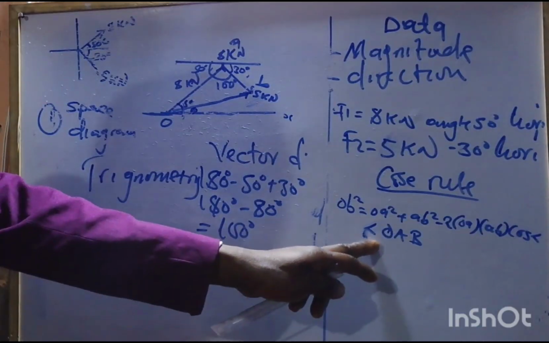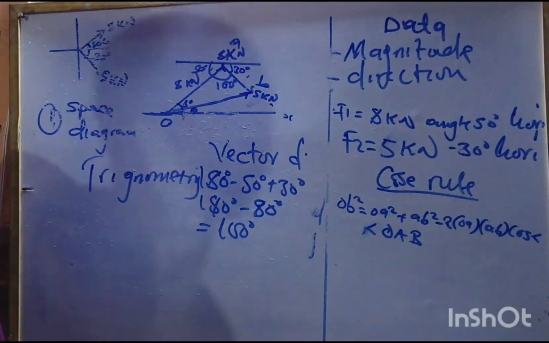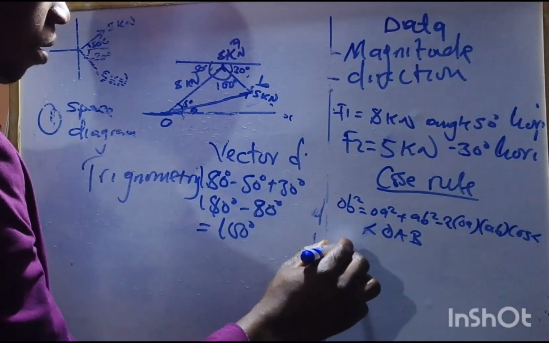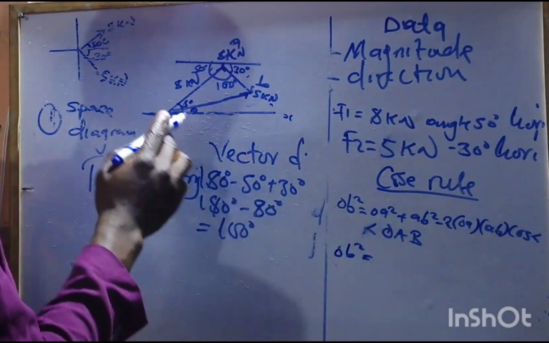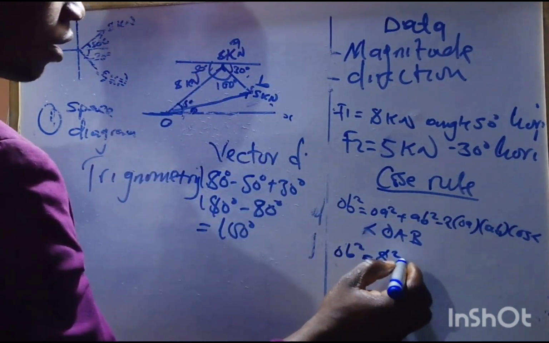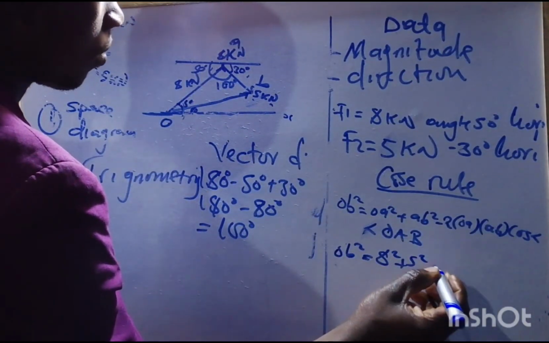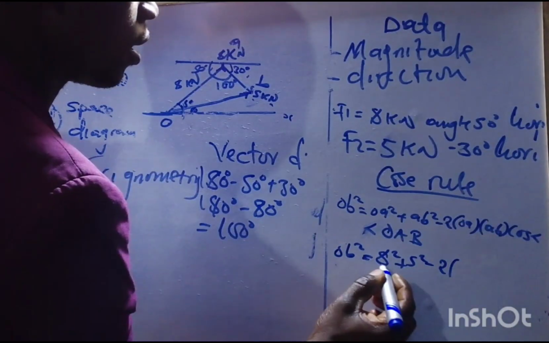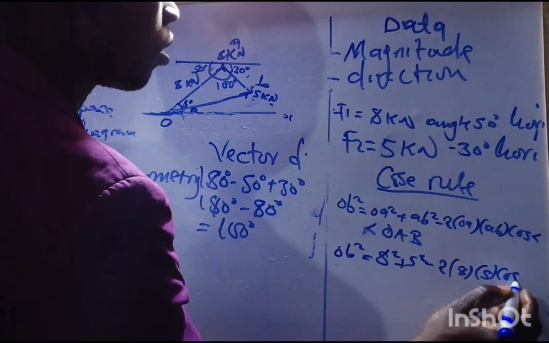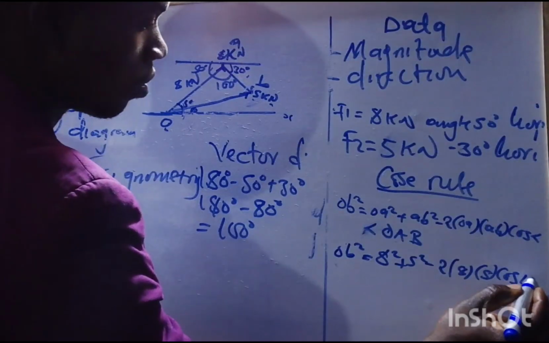So cos angle OAB is 100. This is the cos OAB, this is the 100 which we have here. Let's substitute the values: OB squared should be equal to OA, we have 8 squared, which is 8 kilonewton, plus AB, we have 5 squared, minus 2 open bracket 8 times 5, then cos angle OAB, which is cos 100 degrees.